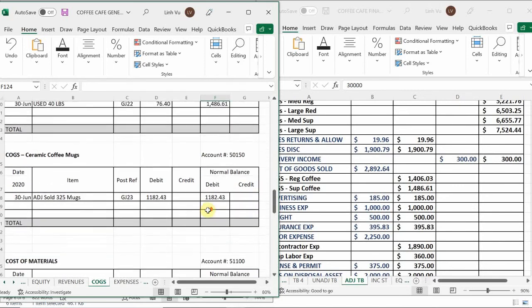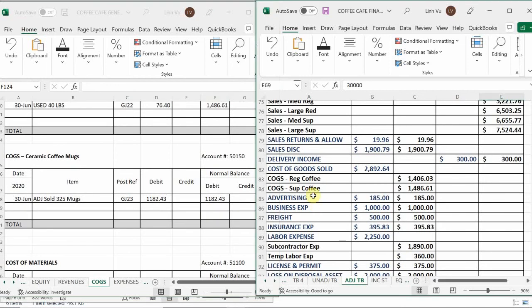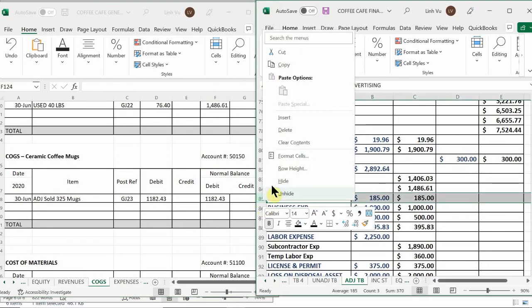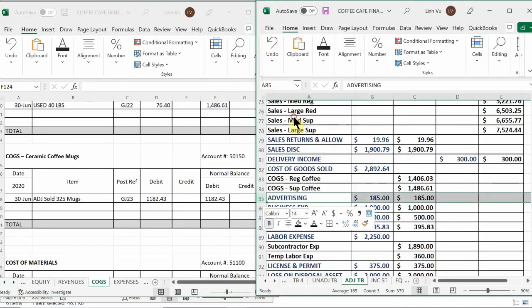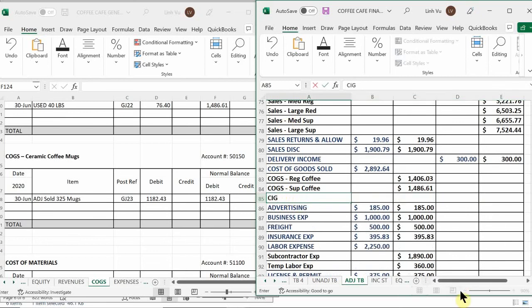And then we had our periodic inventory conversion, so we need to include the cost of goods sold for the mugs. So insert cost of goods sold for the mugs, okay, which was a total of $1,182.43. So therefore, you need to change your formula to include that cost of goods sold for those mugs. Okay? For a total of $4,075.07.